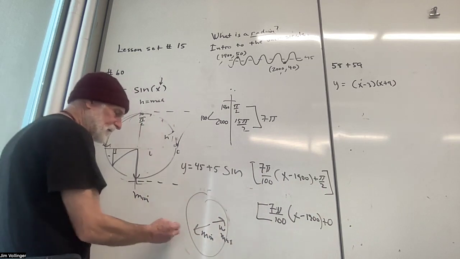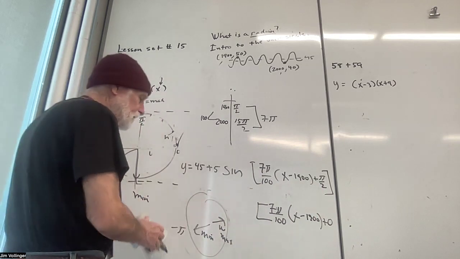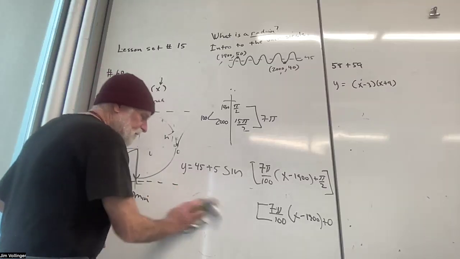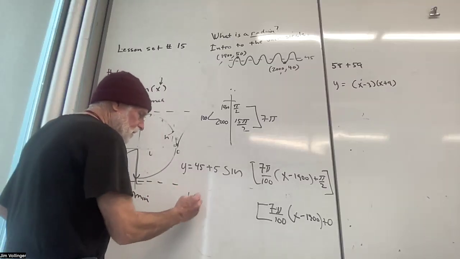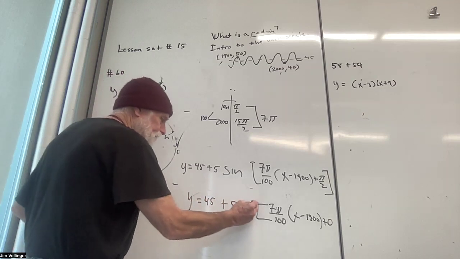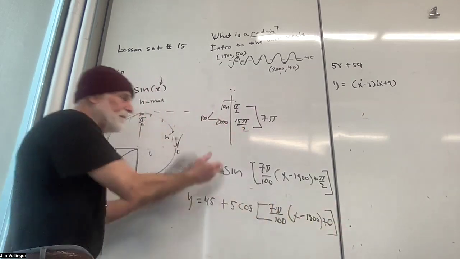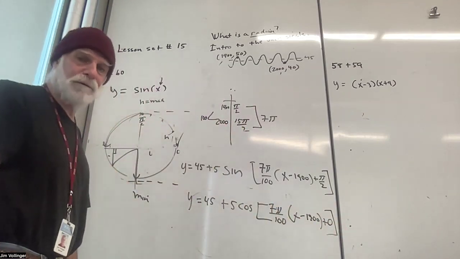And where is that? That's at minus pi. Okay, so let's actually see what happens here. So the cosine function is 45 plus 5 cosine. And I get the same curve. They're on top of each other, superimposed.